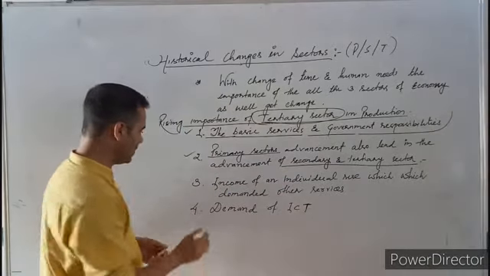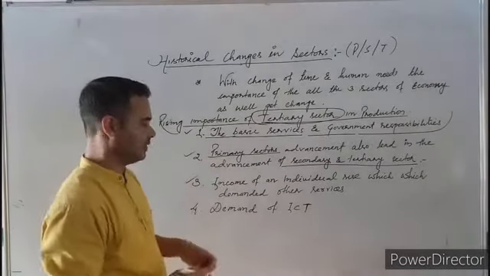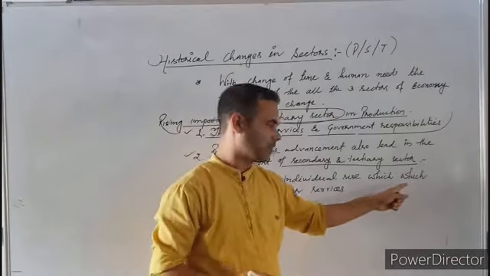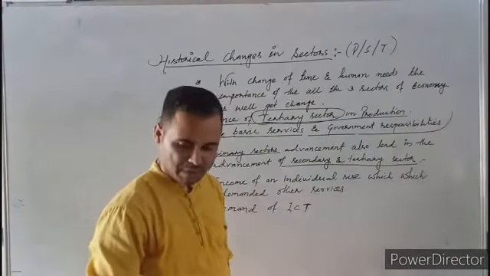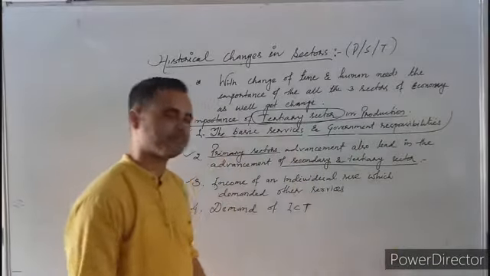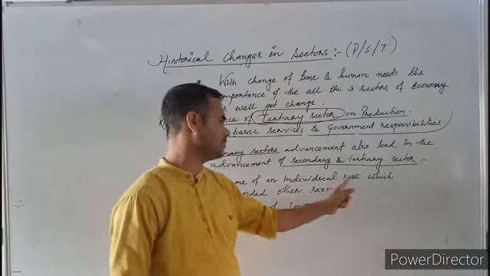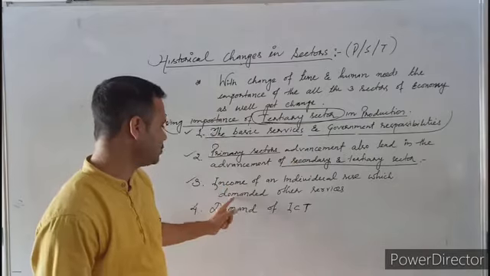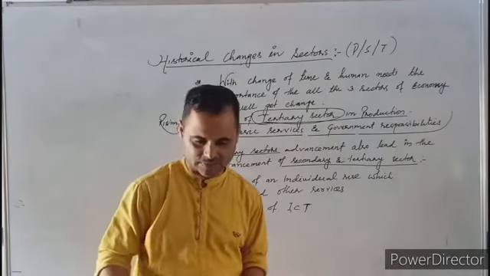Another is the income of the people, which demands other services as well, correct? So as the income of an individual rises, it demands other services as well.